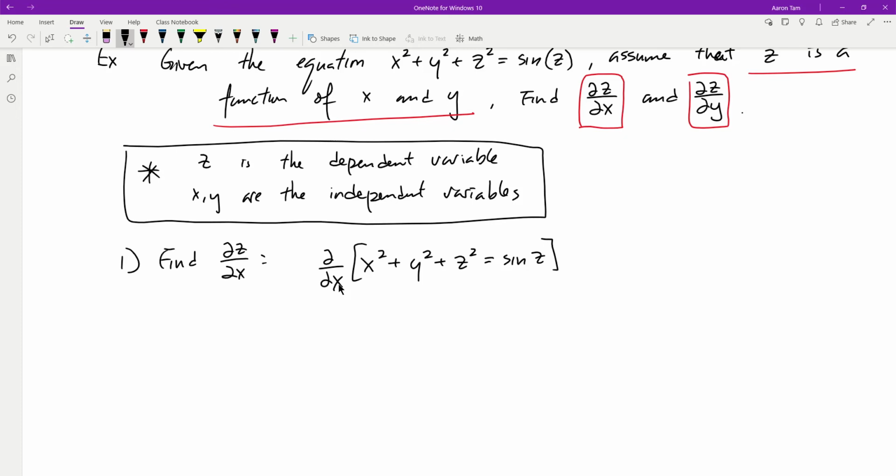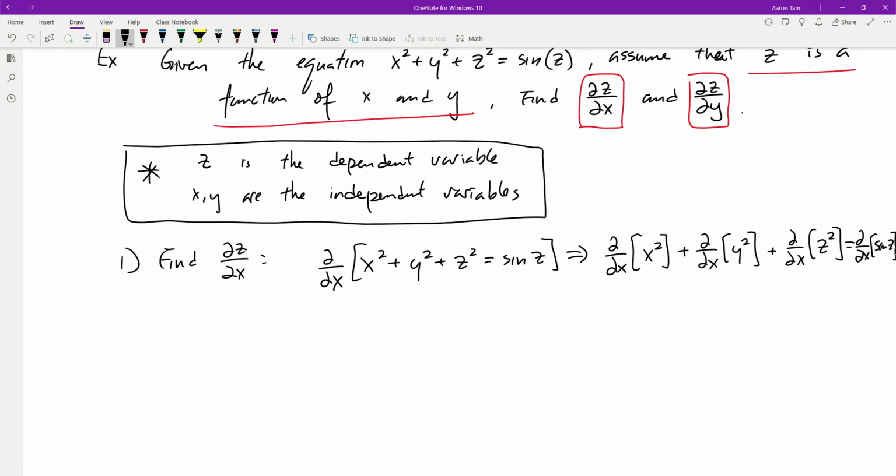So does that change the way we differentiate this? A little bit, but not much. Once again, because it's the first example, I'm going to show you what happens stepwise. I'm going to take the partial derivative with respect to x of x squared, and then of y squared, and then of z squared, and then of sine z.